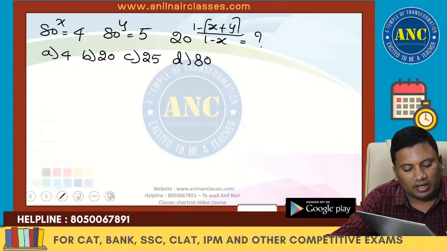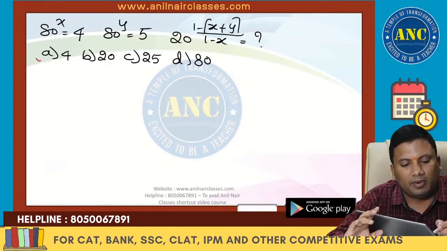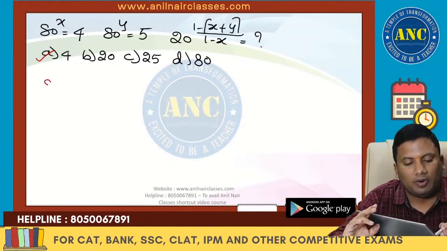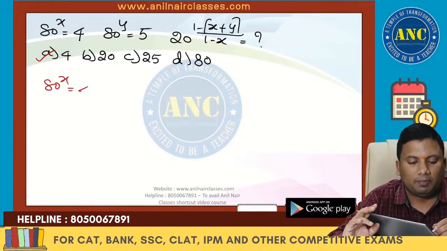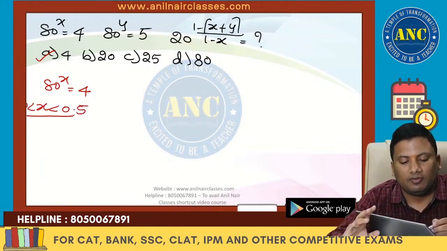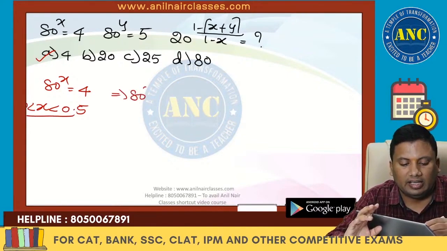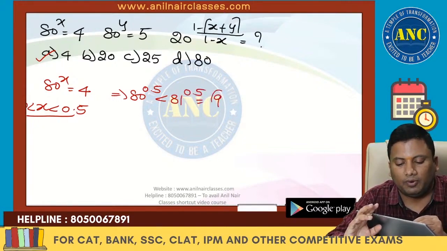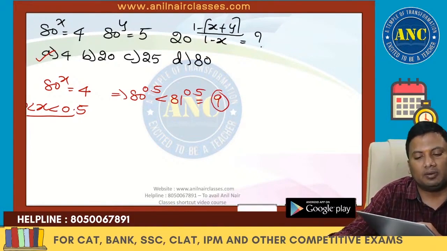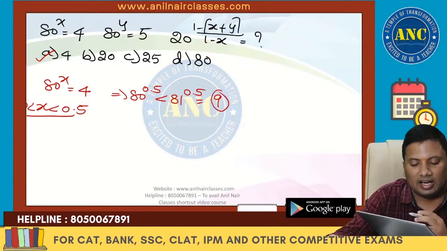Directly, just by looking at the question itself, I will tick mark the option as 4. How do I tick mark this? 80 power x is 4. Can I say that x is greater than 0 and x is less than 0.5? Yes or no? Why? Because 80 power 0.5 is less than 81 power 0.5, and 81 power 0.5 is nothing but 9. 4 is less than 9.